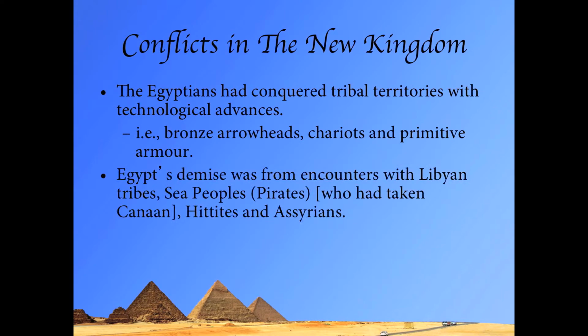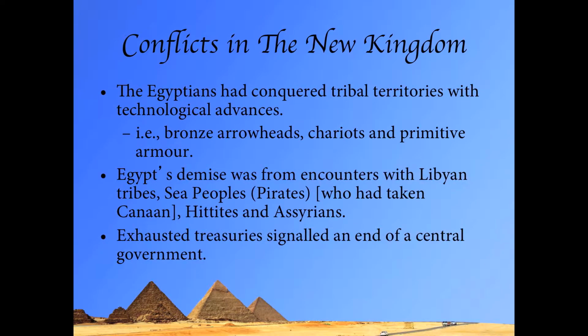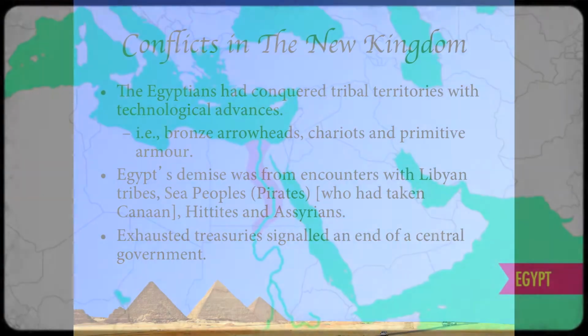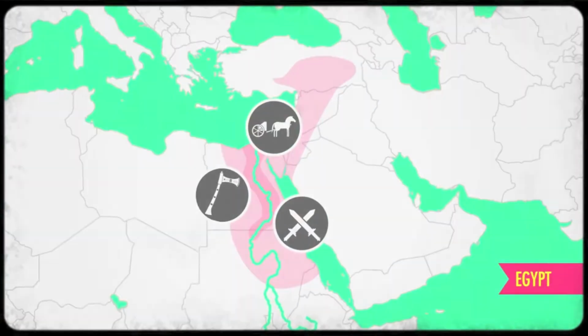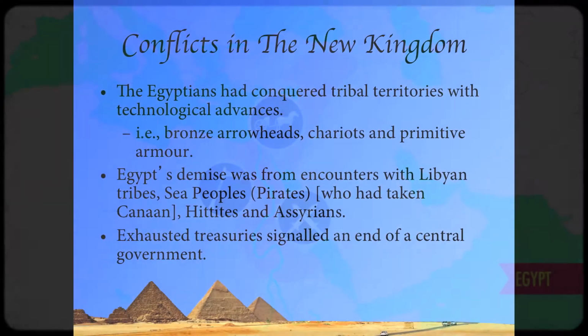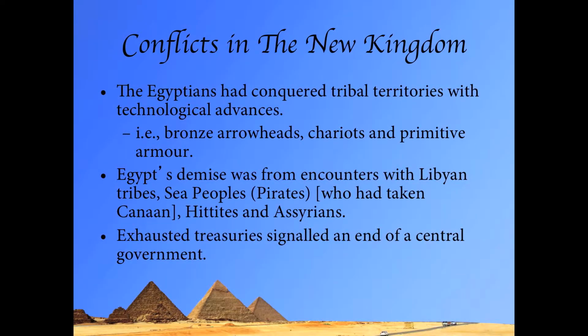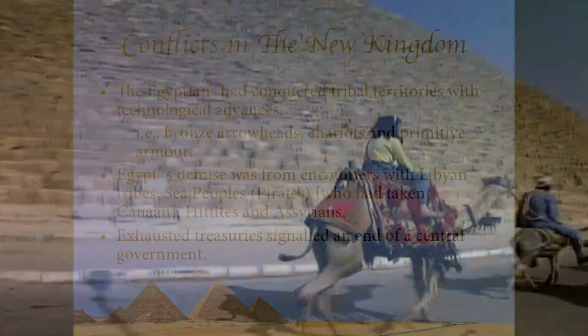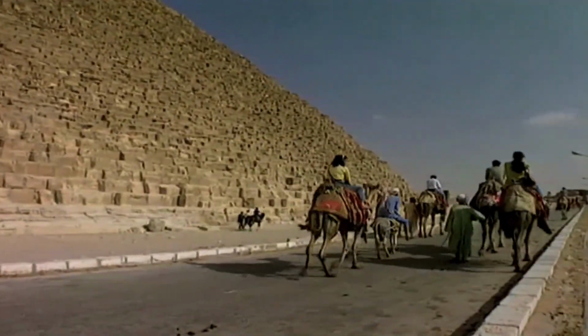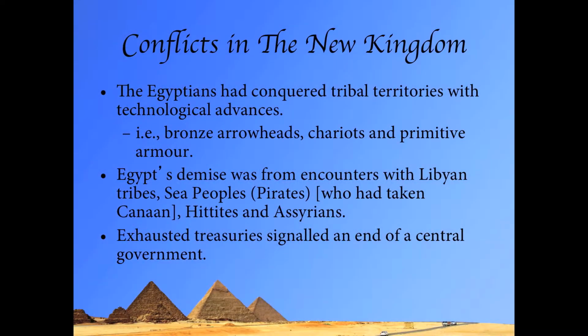Conflicts in the New Kingdom. Throughout ancient Egypt's history, it had been surrounded by warring nomads and tribes. The Egyptians were able to conquer much land from others with technological advances such as bronze works and chariots. The New Kingdom ended with defeats by Libyan tribes, Assyrians, and pirates, leading to the loss of land. The loss of land led to the loss of revenue, as the New Kingdom ended with an economic recession.